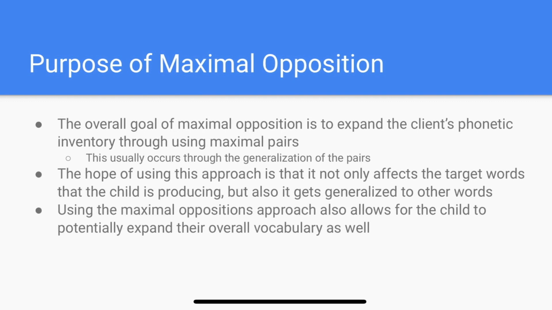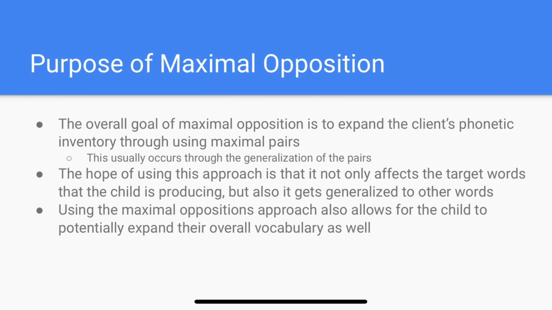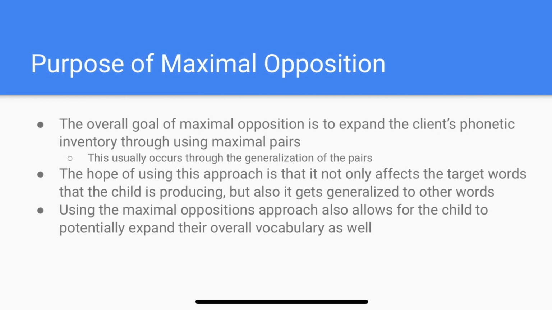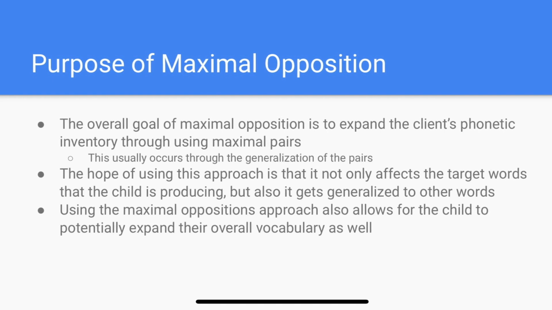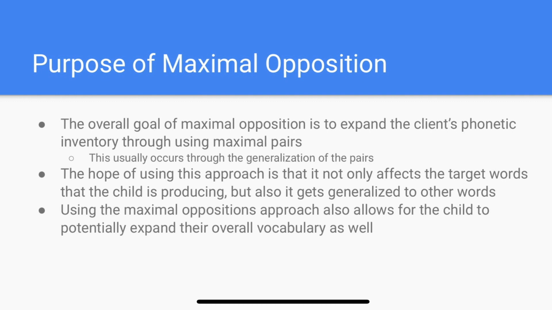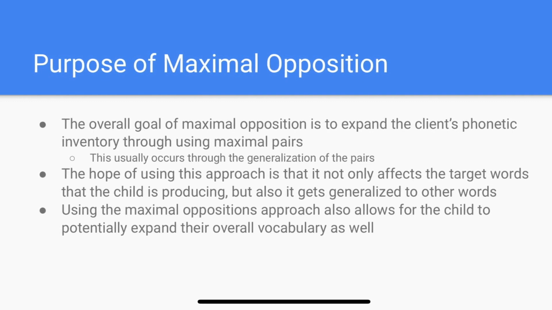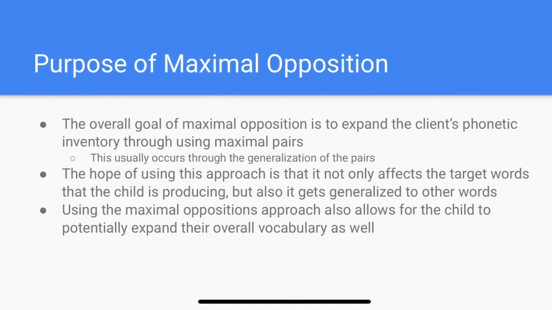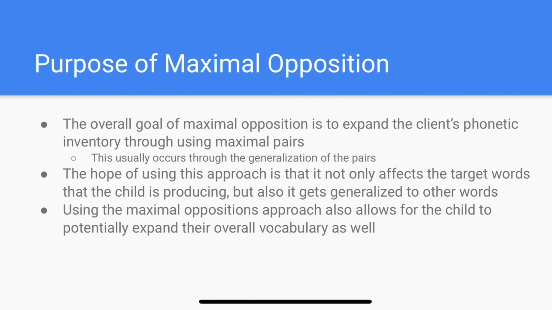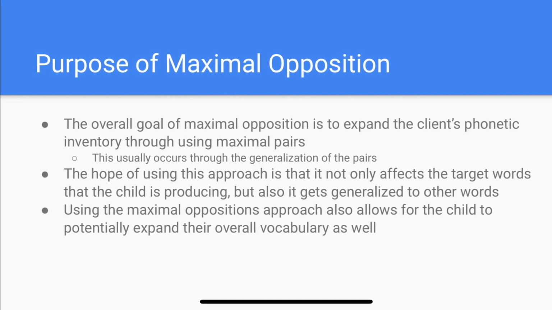Purpose of maximal opposition. The overall goal of maximal opposition is to expand the client's phonetic inventory through using maximal pairs. This usually occurs through the generalization of the pairs. The hope of using this approach is that it not only affects the target words that the child is producing, but also gets generalized to other words. Using the maximal oppositions approach also allows for the child to potentially expand their overall vocabulary as well.